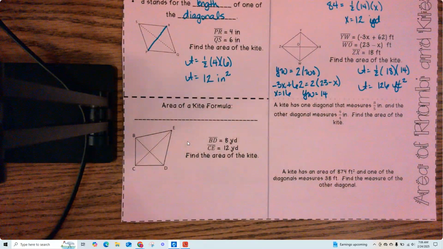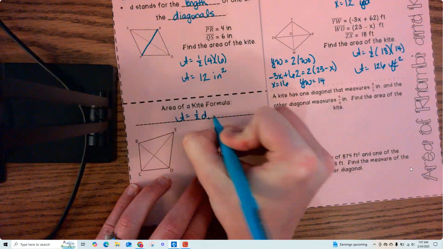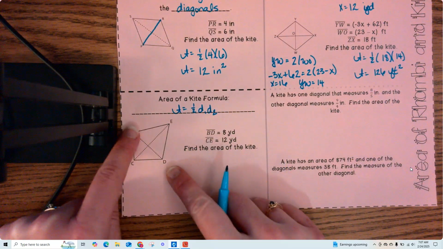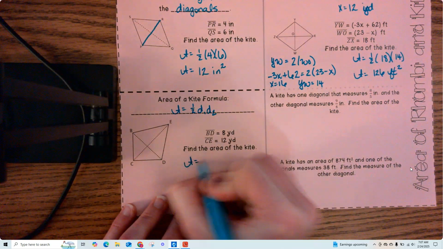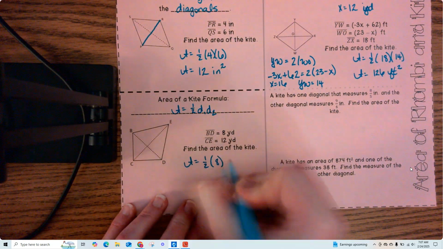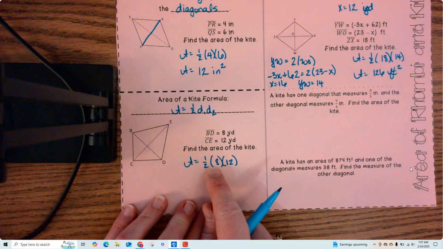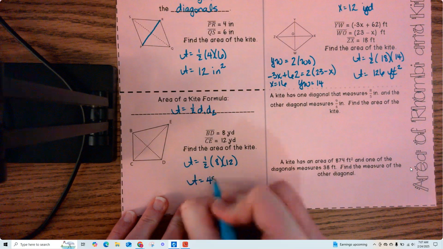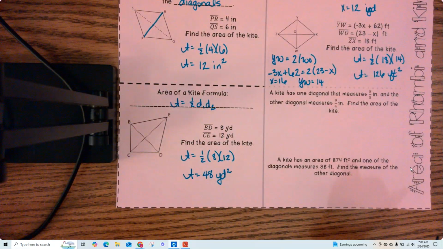All right, let's look at a kite. A kite has the exact same formula for area. It's going to be half of one diagonal times the other diagonal. So BD is 8, CE is 12. So area is going to equal half of one diagonal times the other diagonal. Half of 8 is 4. 4 times 12 is 48. And again, area is in units squared, so yards squared.